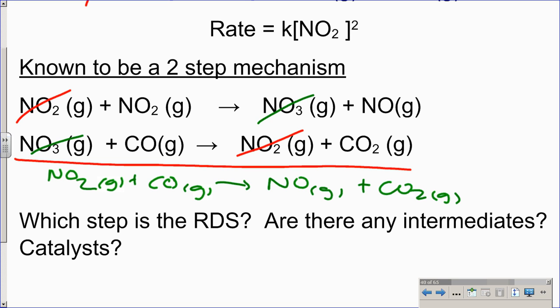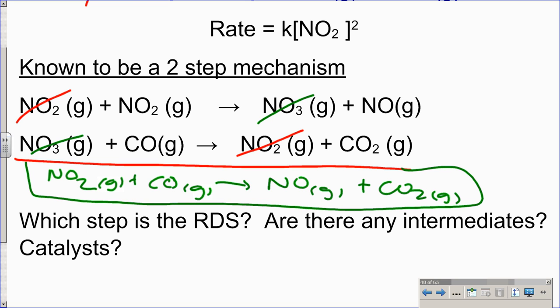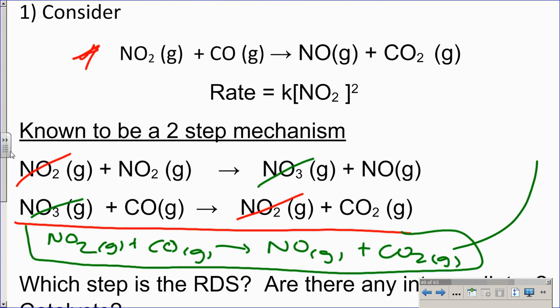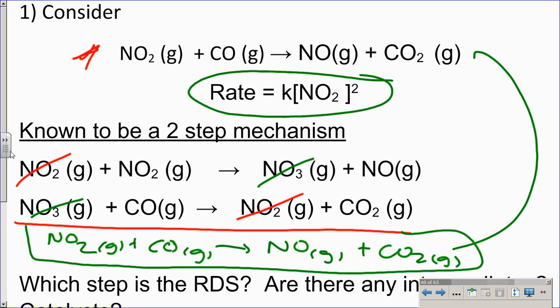All right, so does this overall addition of our elementary steps match our overall BC? Yes, okay, check. One criteria has been met. Based on our knowledge that this right here, this rate, represents the slowest step of the reaction, can you identify which of these steps is the slowest step? Which one? First one, because of what? Okay, you said NO2 too. You did not use my words.